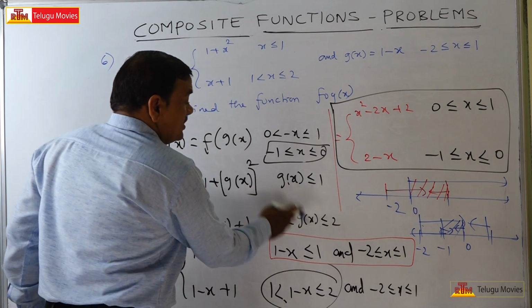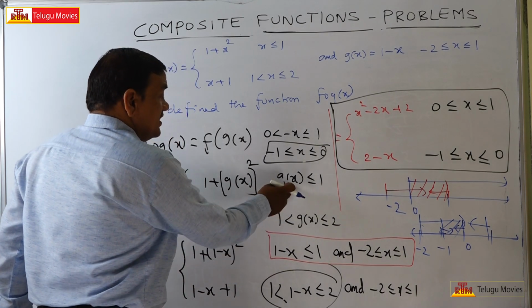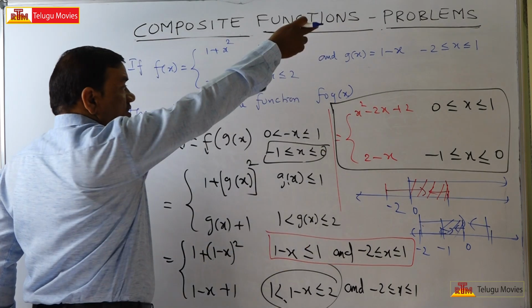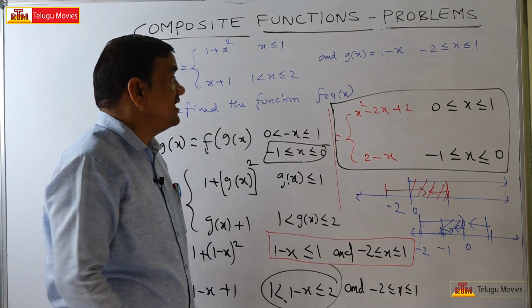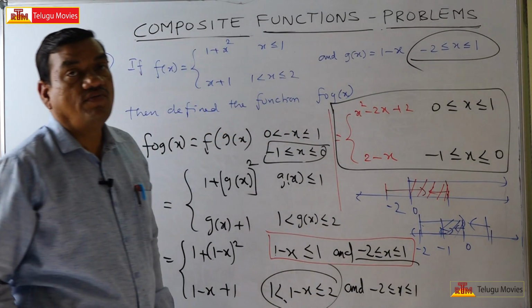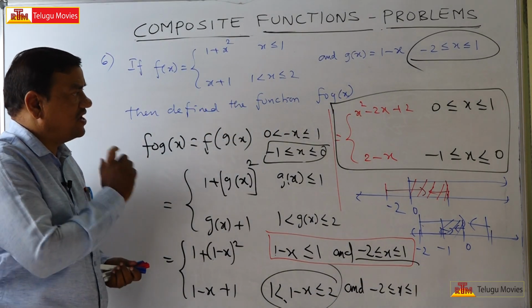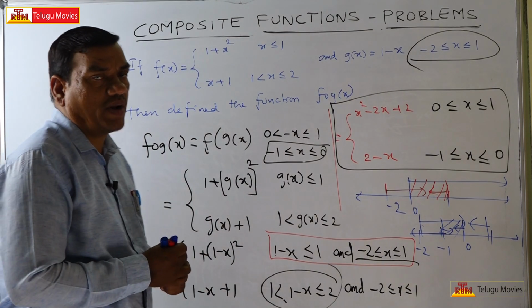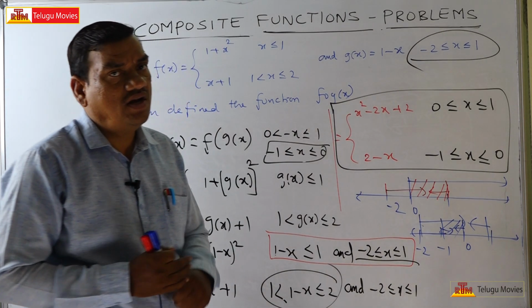While writing this g of x value here, g of x is less than or equal to what? G of x less than or equal to 1 minus x. Remember that the domain of g of x also you have to write down. Okay? So very, very easy problem. This type of problems you practice. Right. So let us go for the next problem.